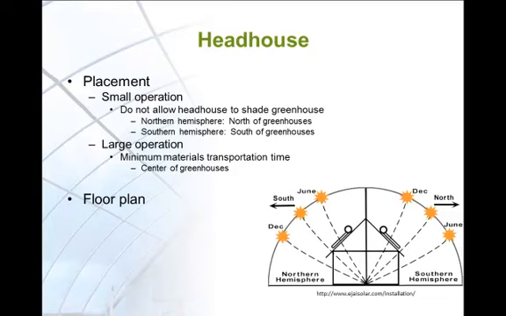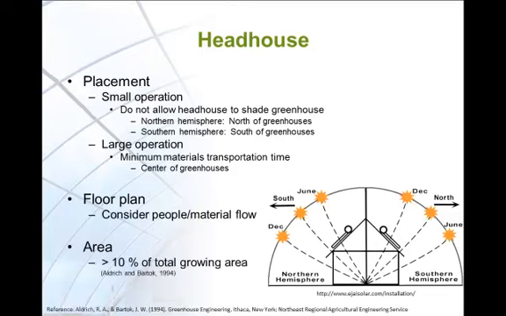For the floor plan, it is important to maintain a logical flow from material in to product out to avoid traffic jams, bottlenecks, and unnecessary movement to be labor efficient. As for the area, in order to have enough space to work in, the Greenhouse Engineering book recommends the area of a headhouse to be at least 10% of total growing area. Also, one thing to keep in mind is allowing for room expansion.